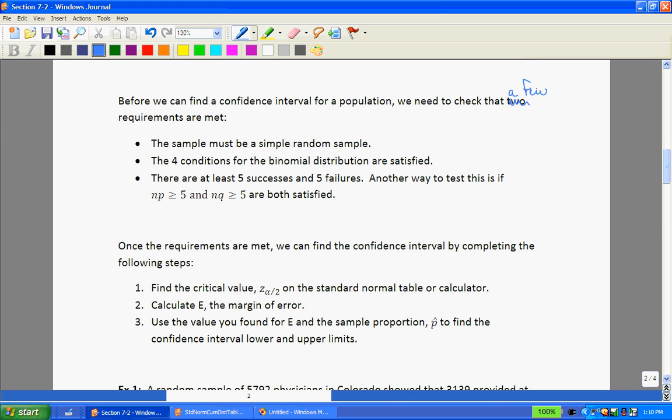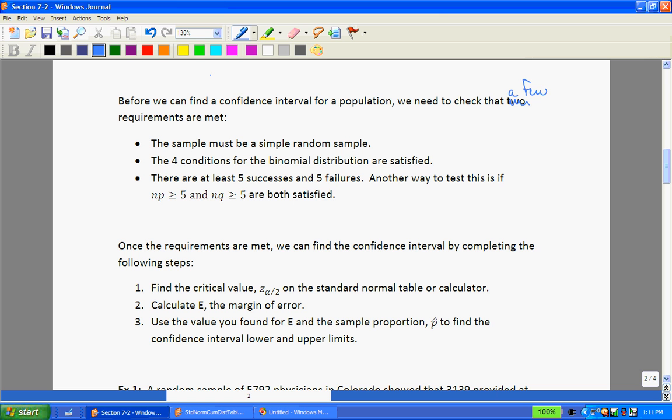Another condition that must be met: the 4 conditions for the binomial distribution must be satisfied. Remember, those are that the trials have to be independent, there must be a finite number of trials, there can only be 2 possible outcomes, a success or a failure, and the probability of success must remain the same from trial to trial. If you need to review those, go back and look at your notes on the binomial distribution, but those 4 conditions must be met.